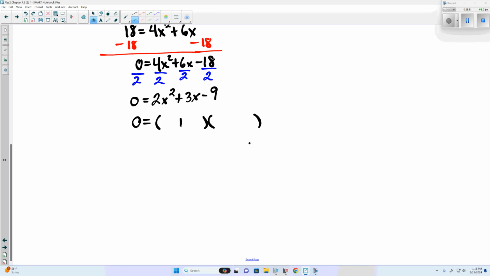Since the third term is negative, our signs are opposite. Factors of 2x squared are x and x, 2 and 1. Where do we want to put the 2? First one. Factors of 9 are 1 and 9 or 3 and 3. Take a guess. 3 and 3. Now we can check this here just to make sure. 2x times negative 3 is negative 6x. 3 times x is plus 3x, giving us negative 3x. Correct number, but wrong sign, so we need to switch the signs.